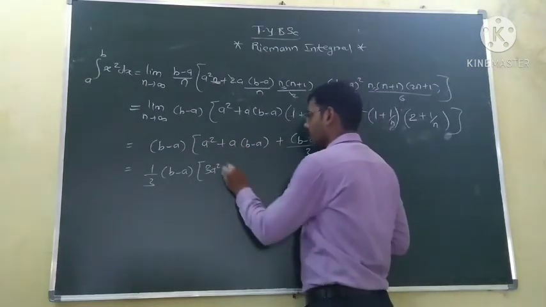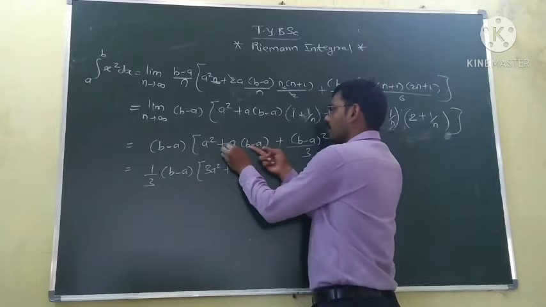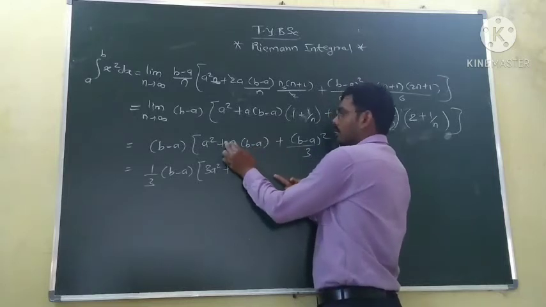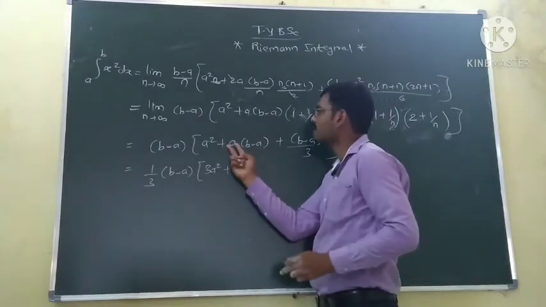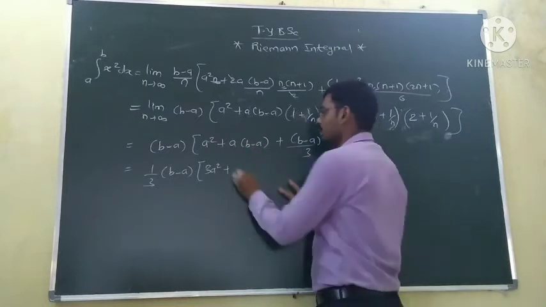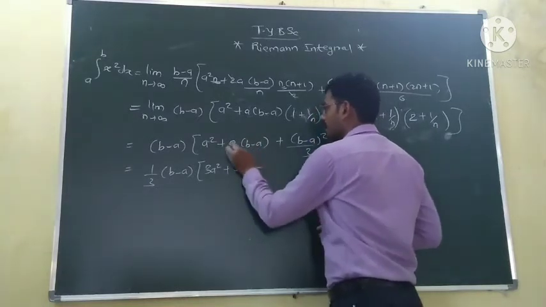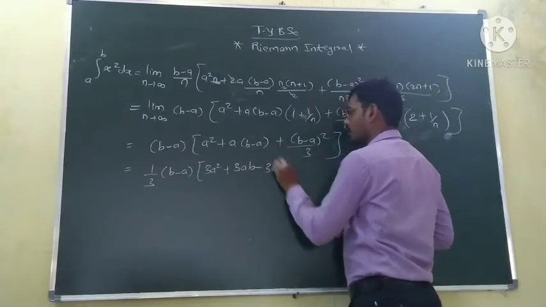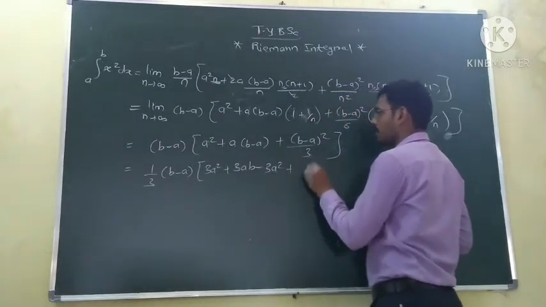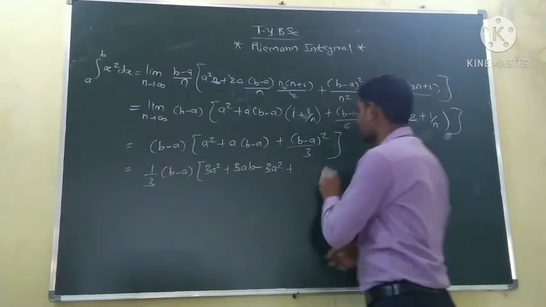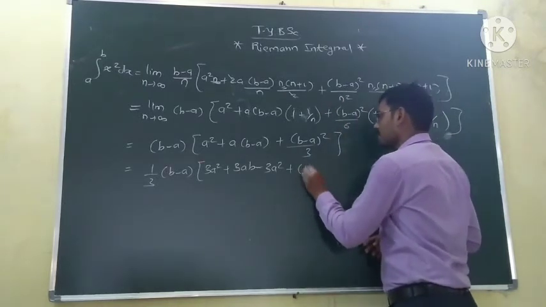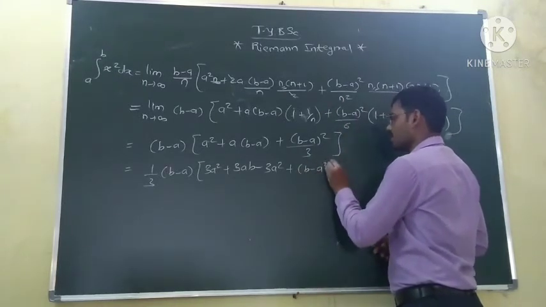So 3a square plus 3 into a. So multiply this term also by 3 and multiply thrice a with b minus a. So this becomes thrice a into b minus thrice a into a. So thrice a square plus this 1 by 3 already taken outside. This becomes b minus a square.